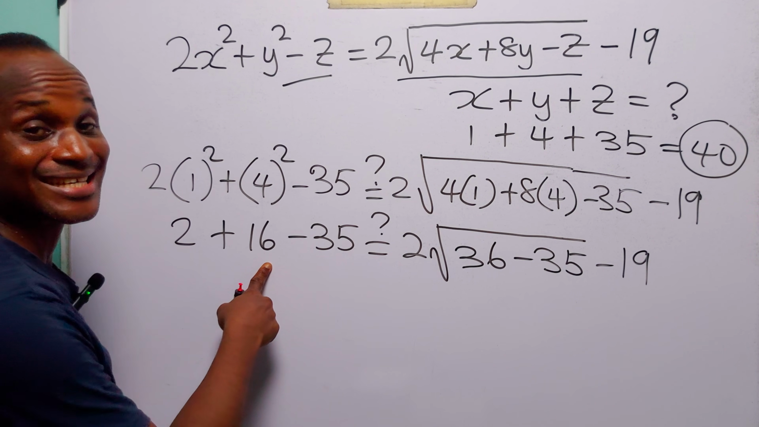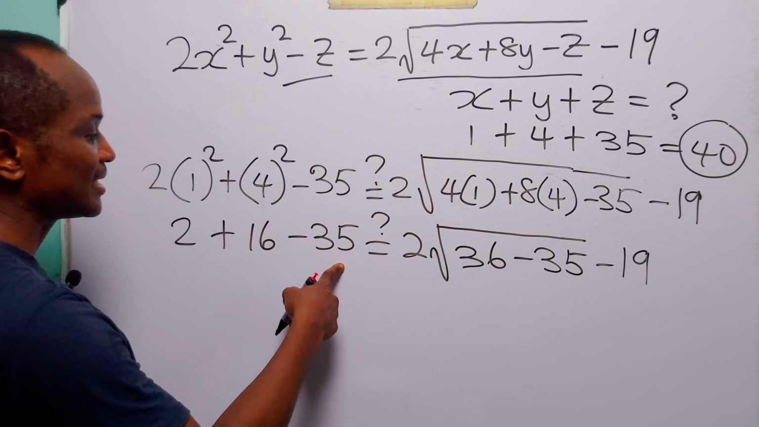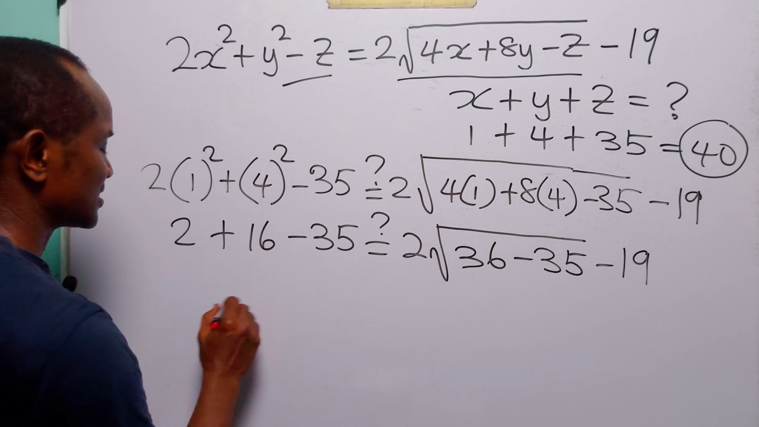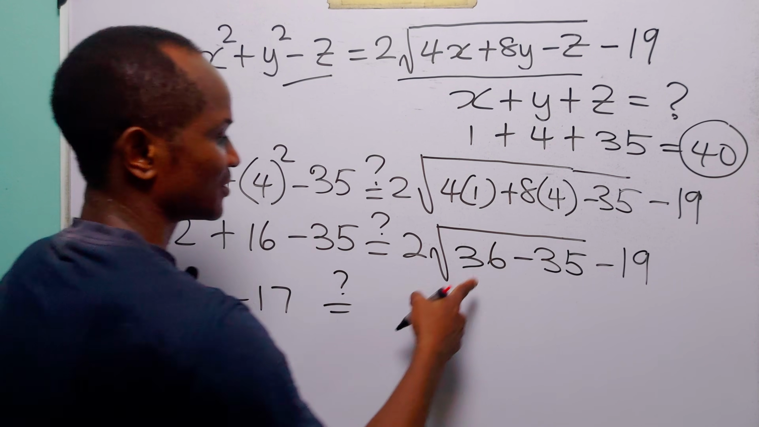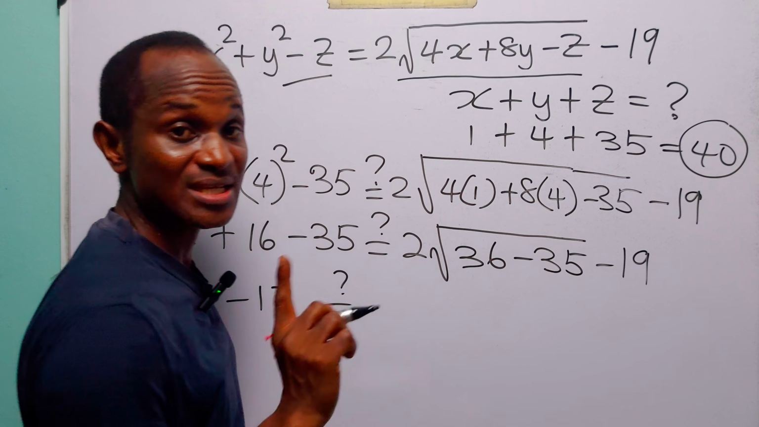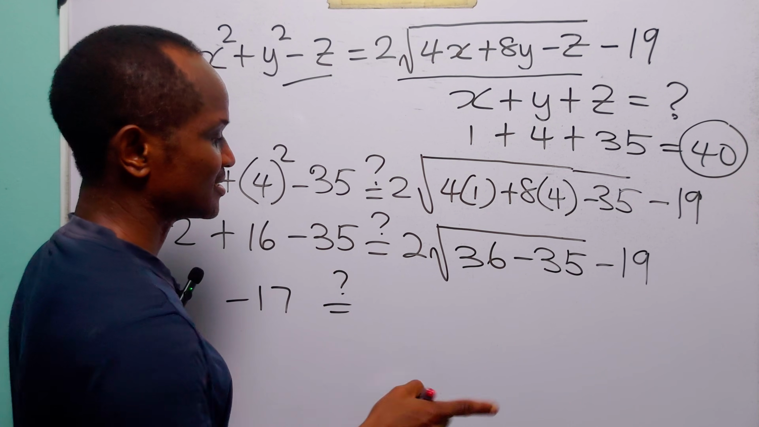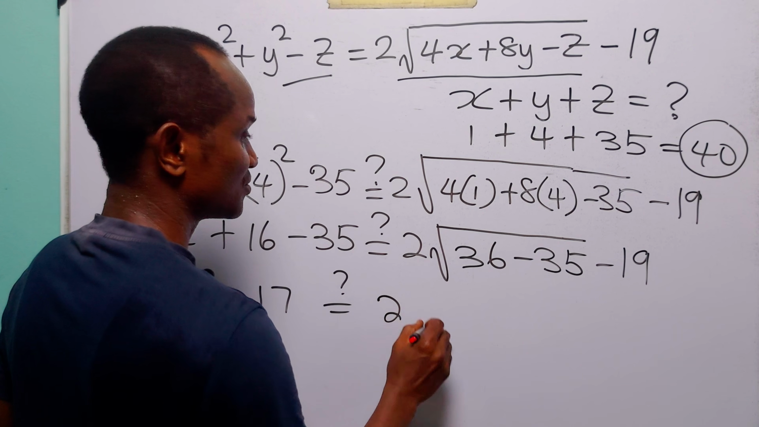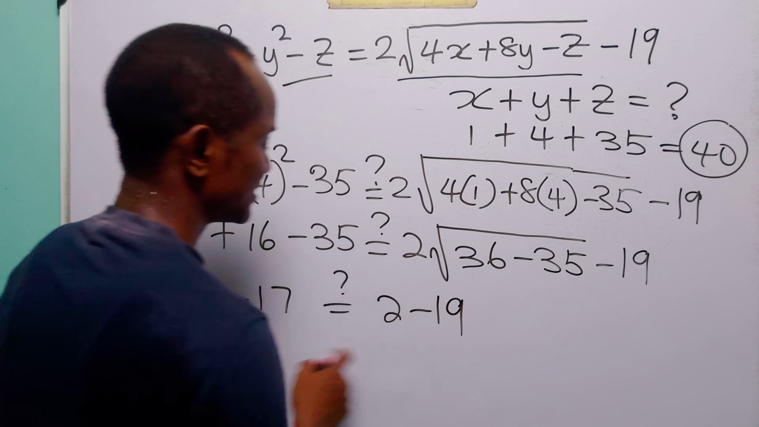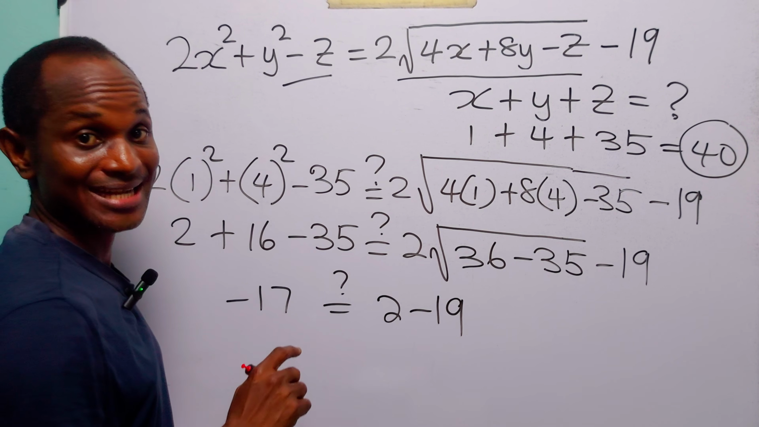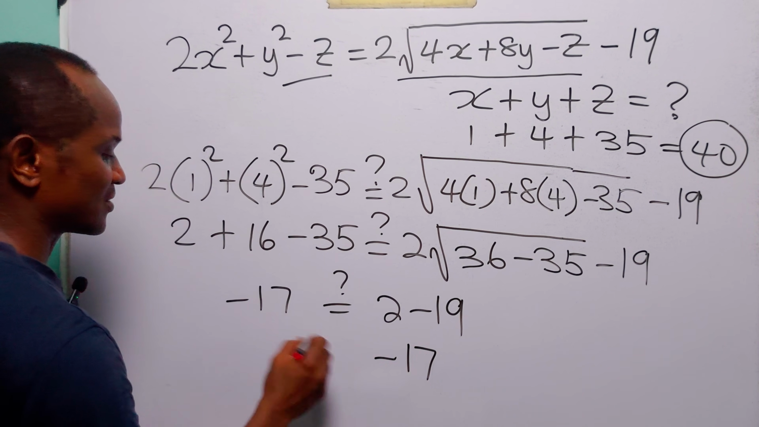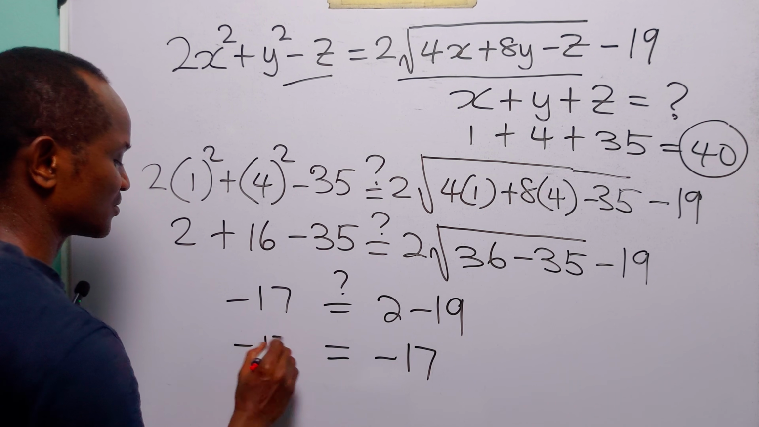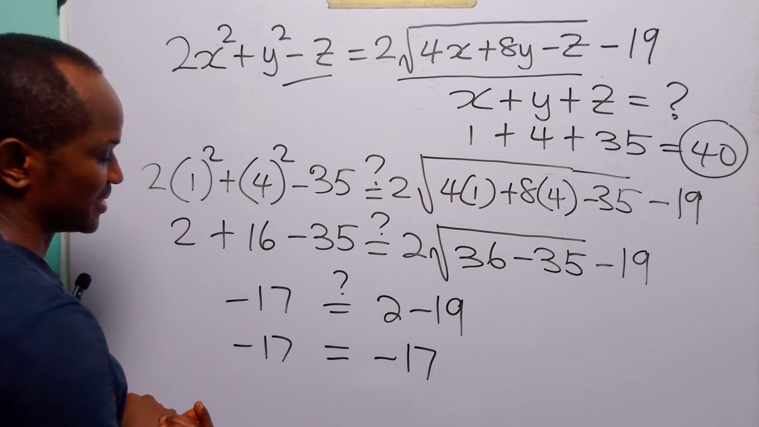2 plus 16 is 18. 18 minus 35 is minus 17. Now, is this equal to 36 minus 35 is 1. The square root of 1 is 1. 1 times 2 is 2 minus 19. 2 minus 19 is minus 17. And of course, minus 17 is equal to minus 17.